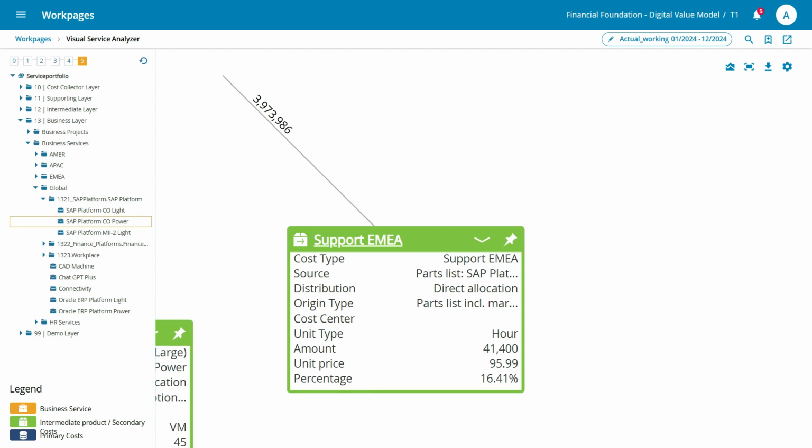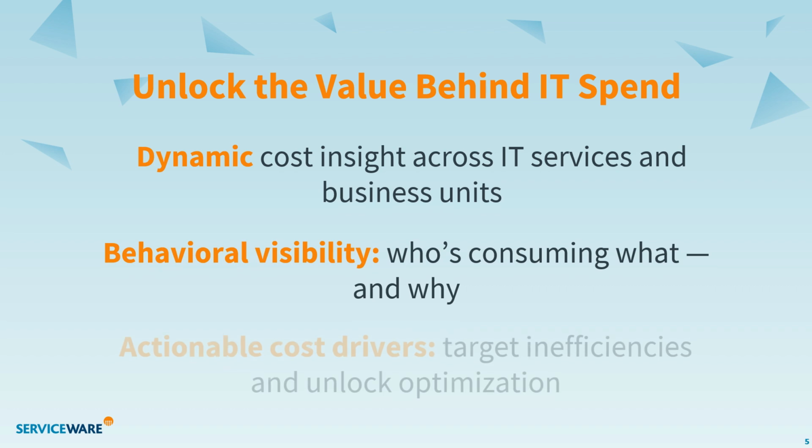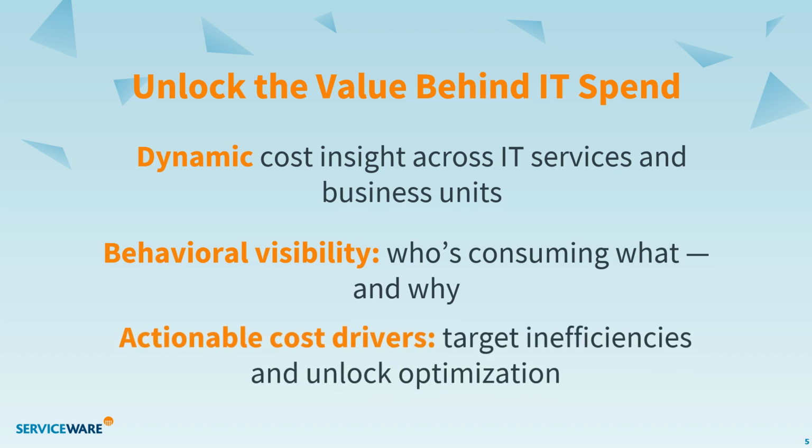For IT teams to truly drive value, we need to move beyond just tracking spend. We need to understand how and why IT costs occur. This is where the unit analysis and value flow mapping really come in. This information empowers you with dynamic cost insights, behavioral visibility, and actionable cost drivers to allow you to optimize your IT spend and unlock the value behind IT.